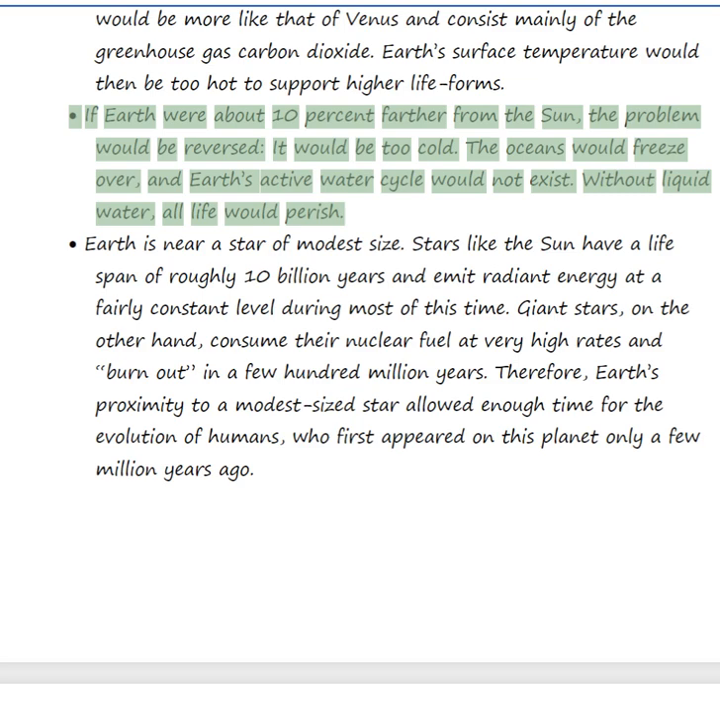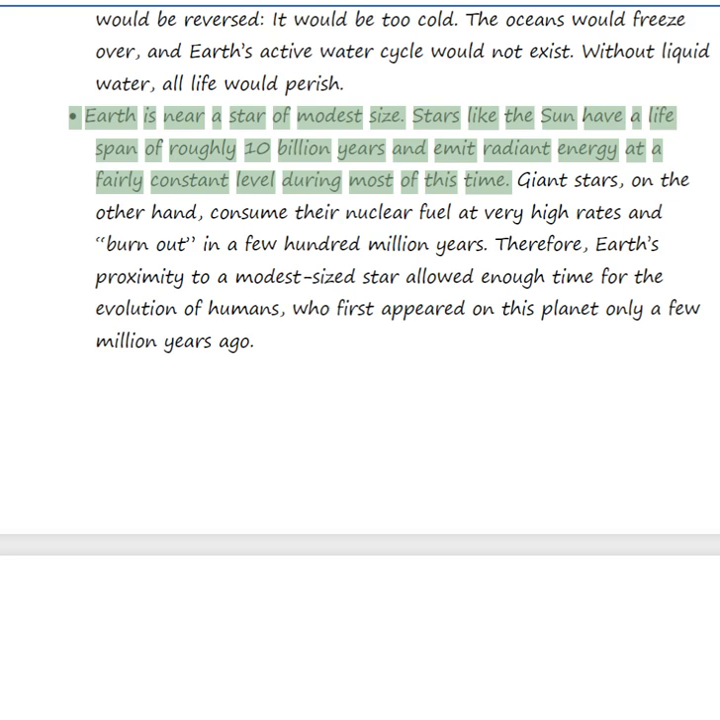If Earth were about 10% farther from the Sun, the problem would be reversed: it would be too cold. The oceans would freeze over, and Earth's active water cycle would not exist. Without liquid water, all life would perish. Earth is near a star of modest size. Stars like the Sun have a lifespan of roughly 10 billion years and emit radiant energy at a fairly constant level during most of this time.